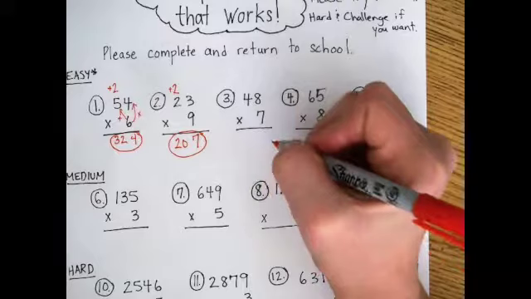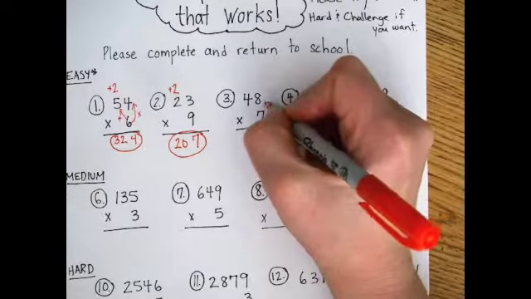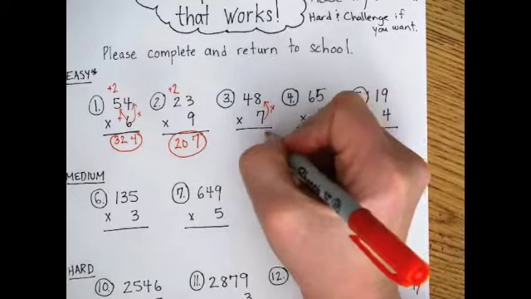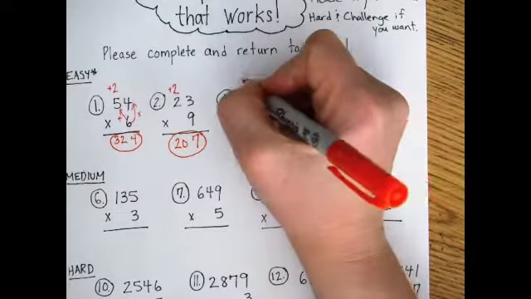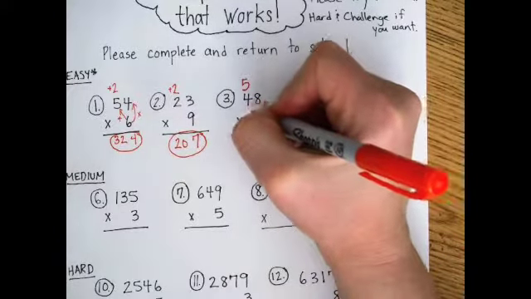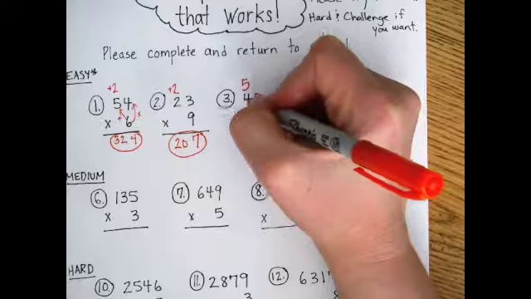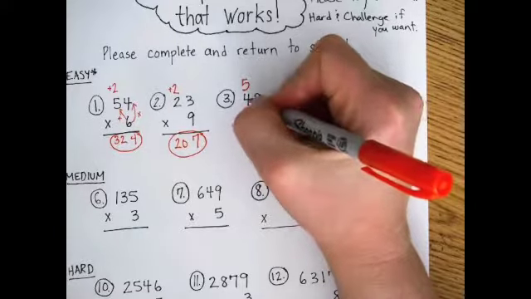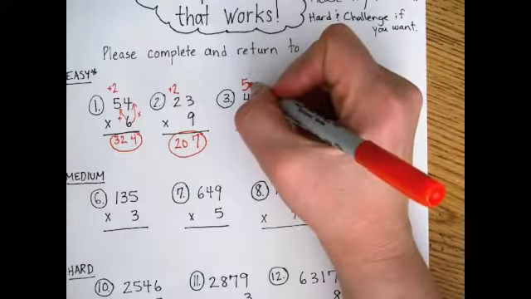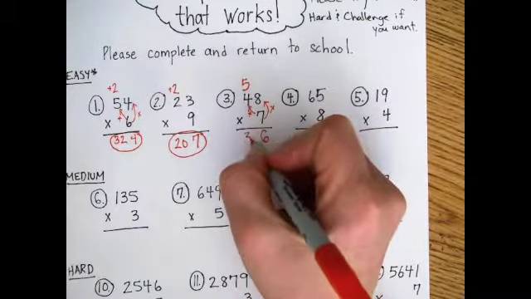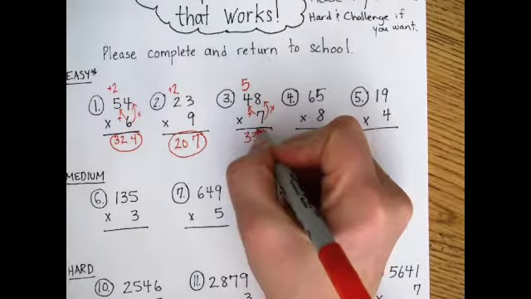Okay, 48 times 7. 7 times 8 is going to be 56. Put down the 6, carry the 5. 7 times 4. Remember, multiply first. 7 times 4 is 28. Plus 5 is 33. The answer should be 336.